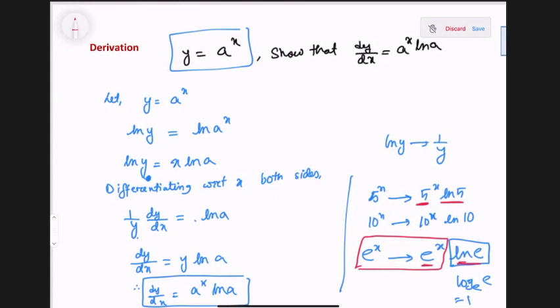And that's why the differentiation of a to the power x is actually a to the power x ln a, and that's the derivation of this.